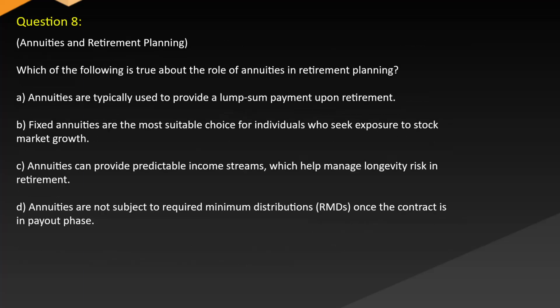Question 8. Annuities and retirement planning. Which of the following is true about the role of annuities in retirement planning? A. Annuities are typically used to provide a lump sum payment upon retirement. B. Fixed annuities are the most suitable choice for individuals who seek exposure to stock market growth. C. Annuities can provide predictable income streams which help manage longevity risk in retirement. D. Annuities are not subject to required minimum distributions (RMDs) once the contract is in payout phase.